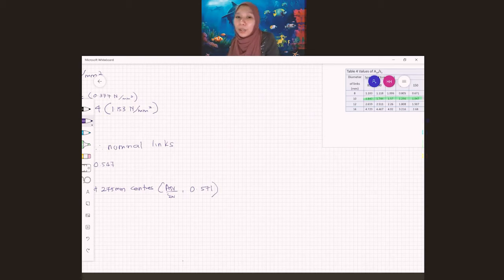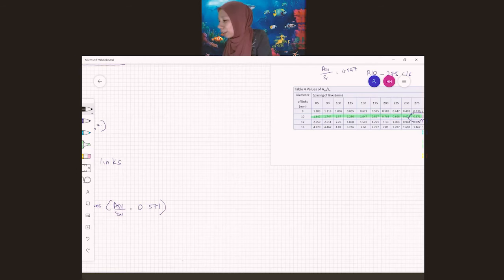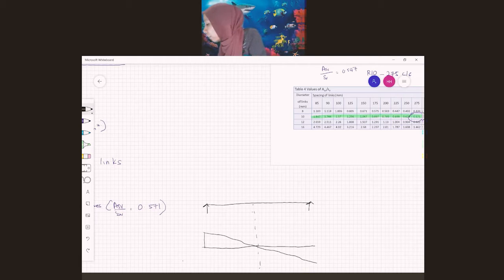Okay, and then what we need to do, tadi saya cakap kita kena buat 2 kali. Satu untuk nominal link, satu design link. Ini you kena lukis, you have like this two, and then dia sampai tengah ni. Okay, bila you lukis dia punya shear stress. Bukan shear force, ni shear stress. Maksudnya dia dah bahagi dengan dia punya cross section of beam tu.